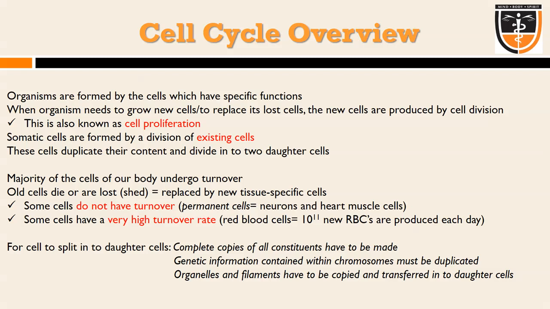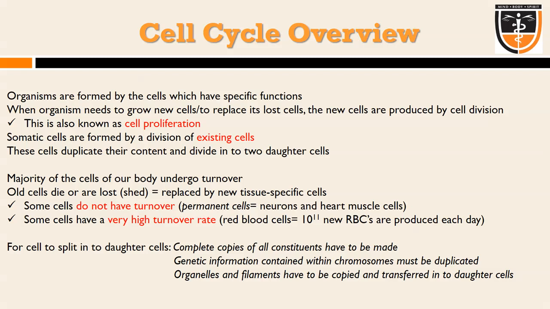Now, please understand that some cells do not have turnover. These are known as permanent cells. A good example is neurons or cardiac myocytes. They are not going to be replaced. They're usually replaced by tissue of lower embryological origin. So what's going to happen is cardiac myocytes will be replaced by connective tissue. Okay? So that is the characteristic. But there are some cells that have a very high turnover rate. You're producing tons and tons of red blood cells every day in your body to replace the old and damaged ones that are destroyed by your spleen, by the reticuloendothelial system.